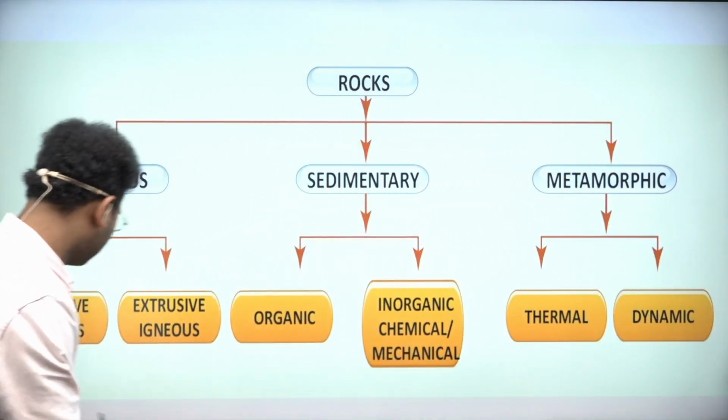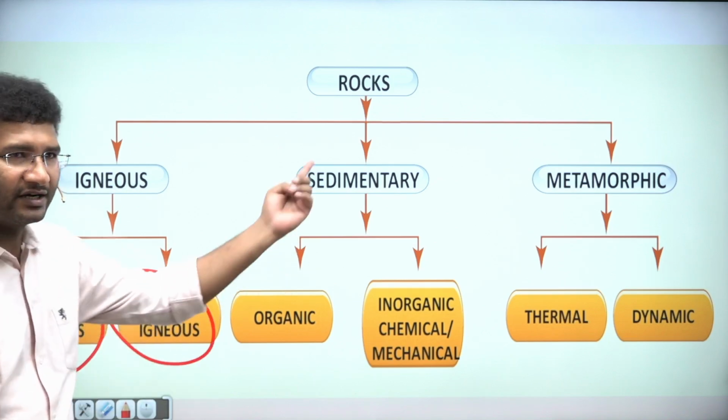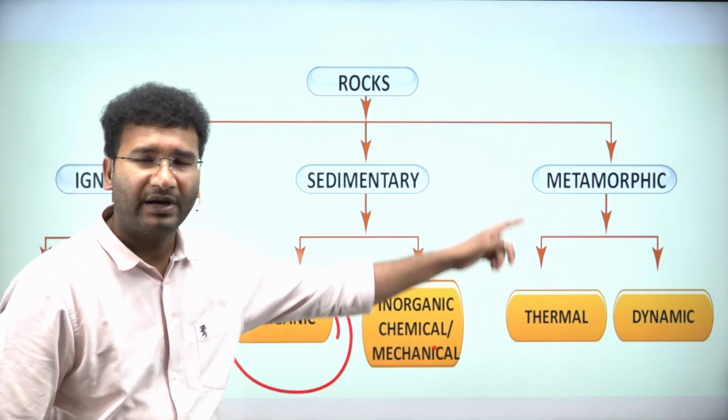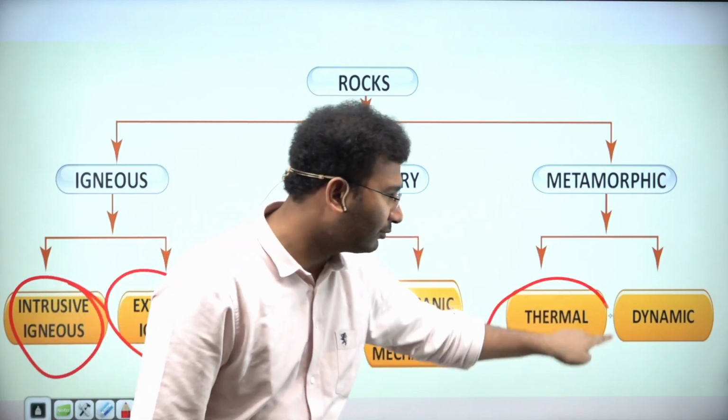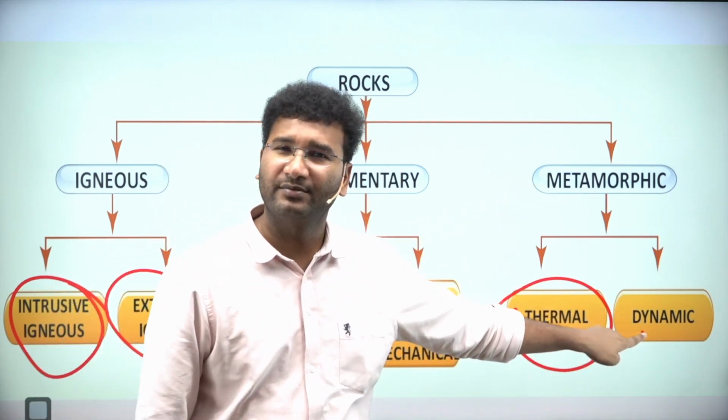Igneous rocks are of two different types. One is intrusive, the other is extrusive. Sedimentary rocks can be organic or chemically formed. Metamorphic rocks can be thermal metamorphically formed because of temperature, and the other one is dynamic metamorphism.